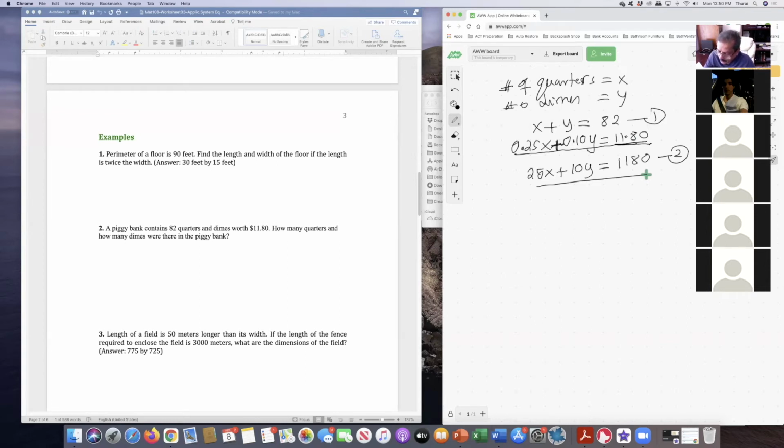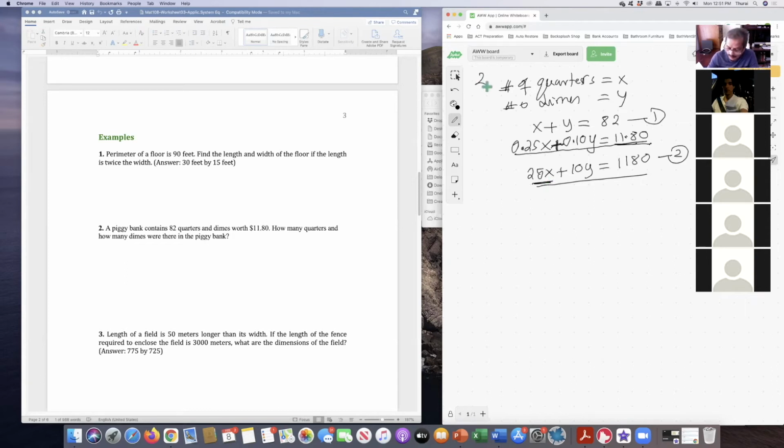Anyway, I have two equations. To solve, I can use the elimination method. I can eliminate the x by multiplying the first equation by minus 25, or I can eliminate y by multiplying by minus 10. But you already learned how to solve, so I'm going to focus on setting up the equations. But in your homework, you had to set up and solve the equation to find the answer. So this was number 2.